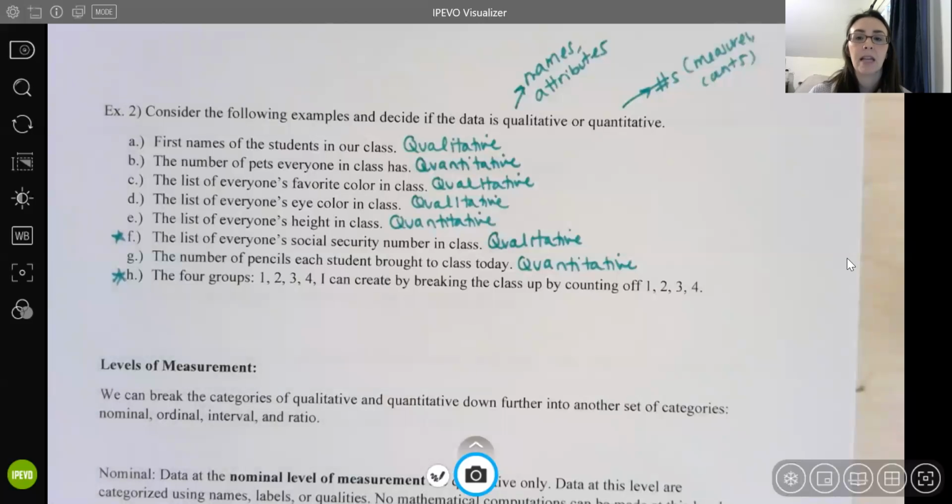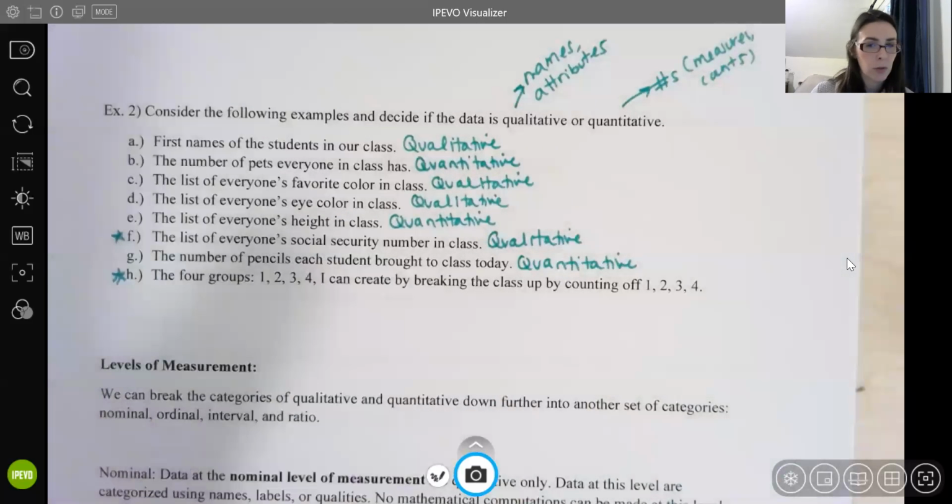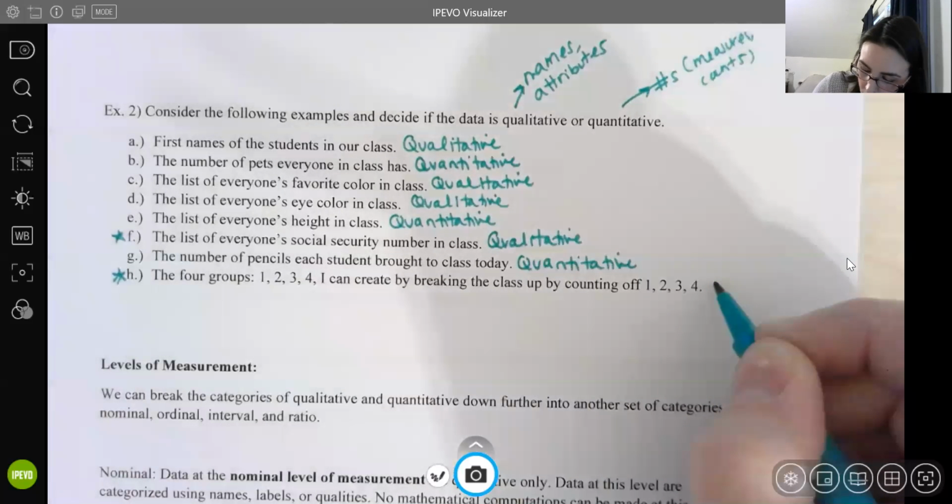So that's the thing with quantitative data. You need to do calculations with it. They need to make sense. So here, my labeling my groups, group 1, group 2, group 3, group 4, that's a label. That is qualitative.